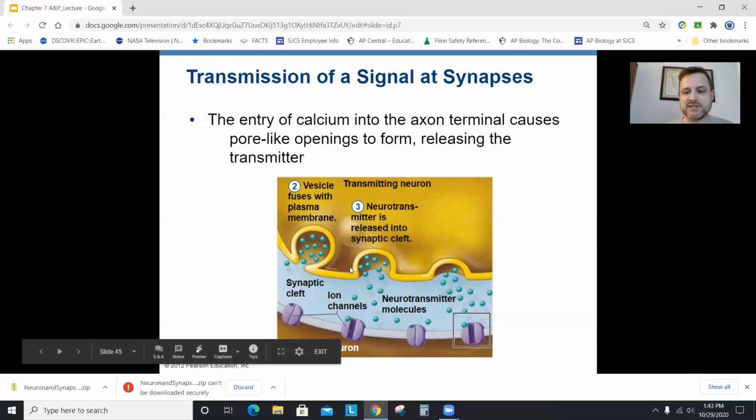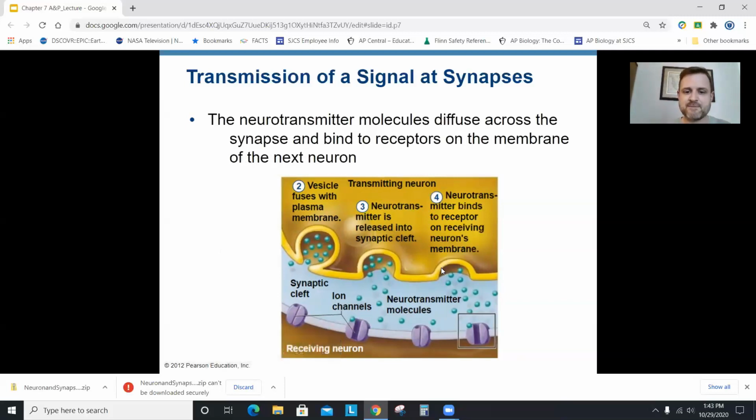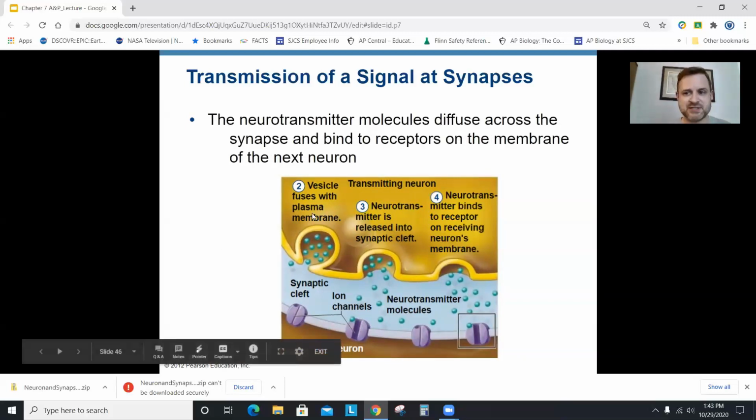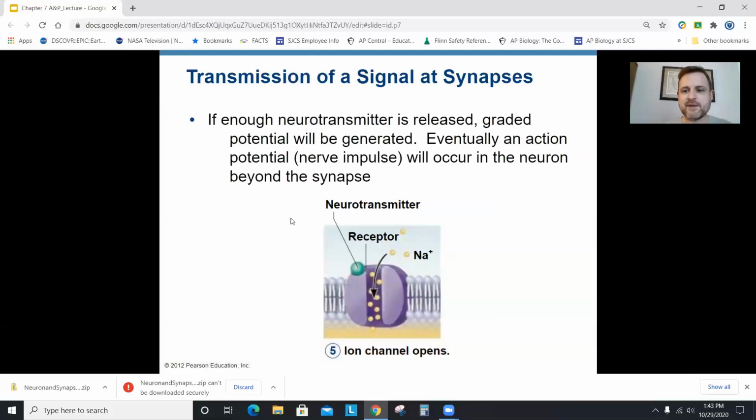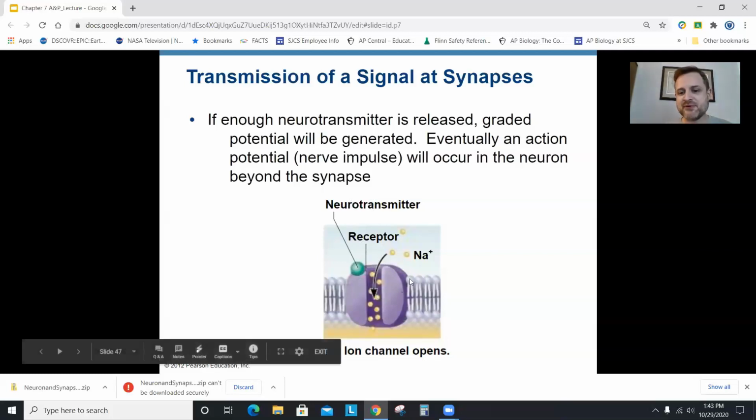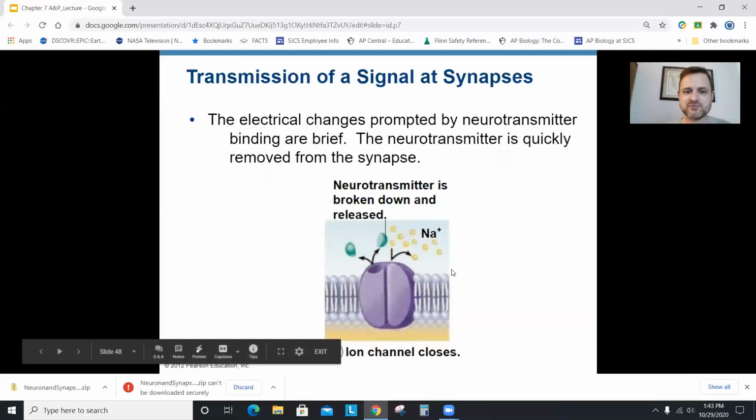Okay, we talked about that. Here you can see it's binding. Say this could be a sodium gate. Here they're closed. The neurotransmitter binds to it, opens it, and then of course that causes sodium to rush in and creates another action potential. Discussed that already. Okay. So again, this is an example. The neurotransmitter binds, opens a sodium gate, sodium rushes in, you create a new action potential.